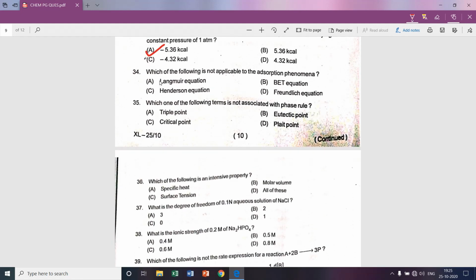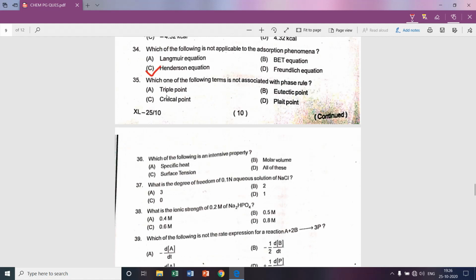Then question 34. Which of the following is not applicable to the adsorption phenomena? All the options A, B and D are applicable to the adsorption phenomena, but option C, Henderson equation, is not applicable to the adsorption phenomena. So your right answer is option C.